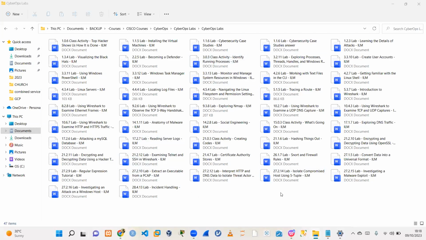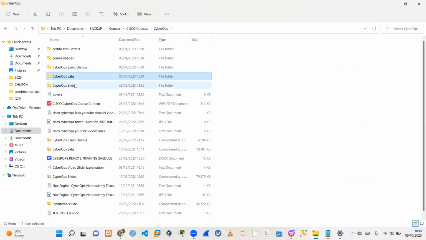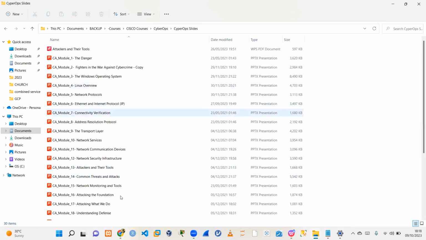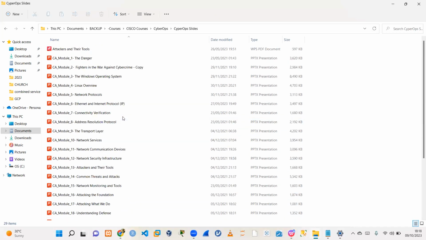Okay, so welcome to this lab session for the Cisco CyberOps. By now, we believe every student would have gotten through the slides. It's about 28 of it. You must have gotten through this 28. There's just a little bit of repetition. That's why you are seeing 30 here. It's actually 29. These fighters in the war against cybercrime is repeated here.